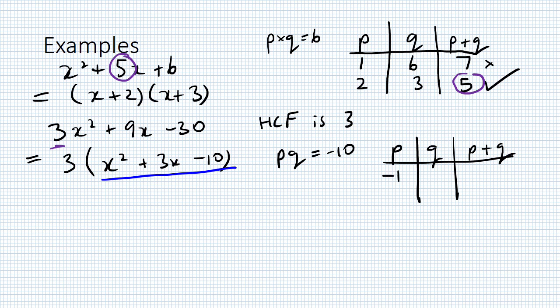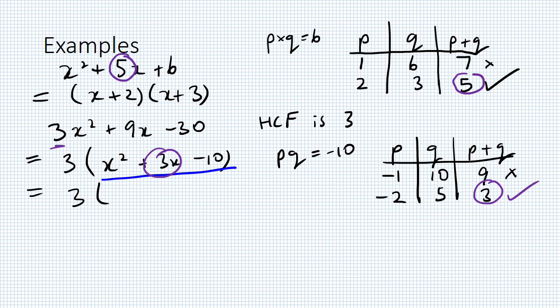So we can have minus 1 and 10, which adding those together, we get 9. No good, too high. Next one, minus 2 and 5. Minus 2 plus 5 is 3, which matches up with this number here. So tick, that's the one we want.